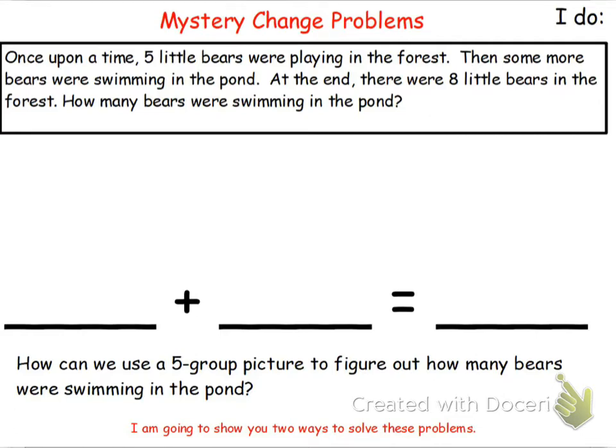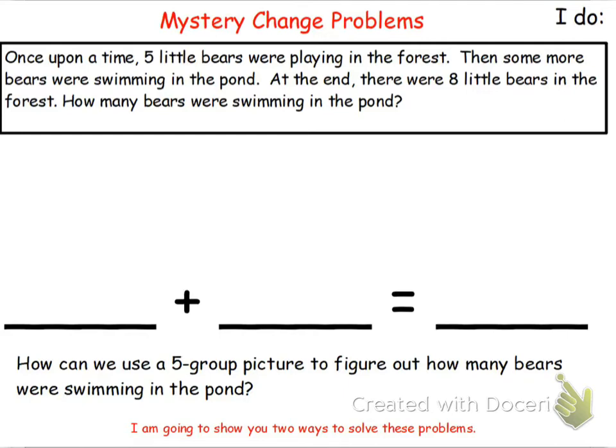Now I'm going to do that again. I'm going to read it again, and I'm going to make that math movie. I'm going to picture these bears in the forest. Okay? So once upon a time, 5 little bears are playing in the forest. So you picture those 5 bears playing in the forest. Then some more bears were swimming in the pond. And I don't know how many were swimming, but I know some more were swimming in the pond. At the end, there were 8 little bears in the forest. How many bears were swimming in the pond?